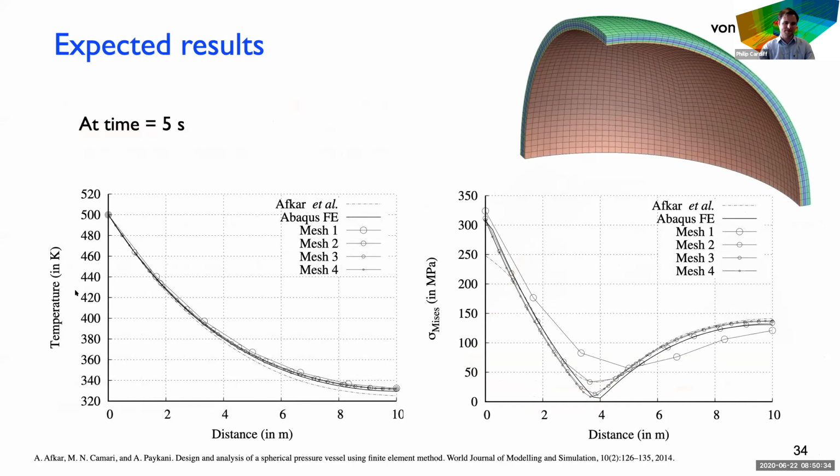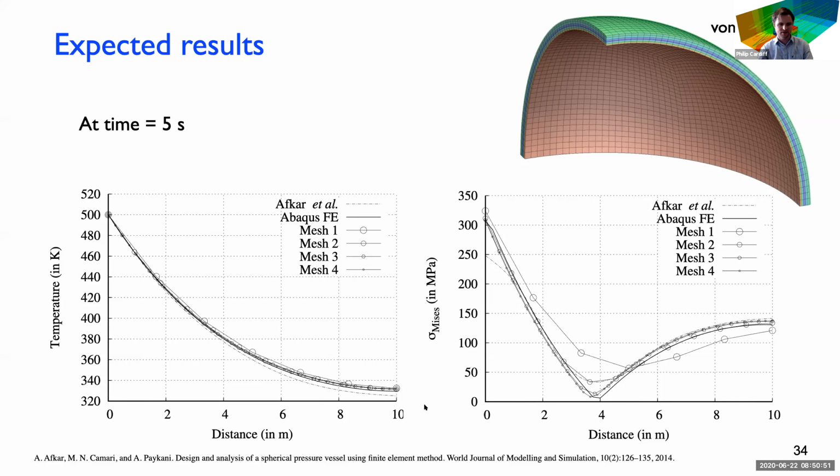The results are expected to look like this. So temperature, I think this is at 5 seconds, yeah. It'll vary from 500 on the inside to whatever that is on the outside. I ran it with 4 different meshes. I compared it to Abaqus finite element and some other solution from the literature.